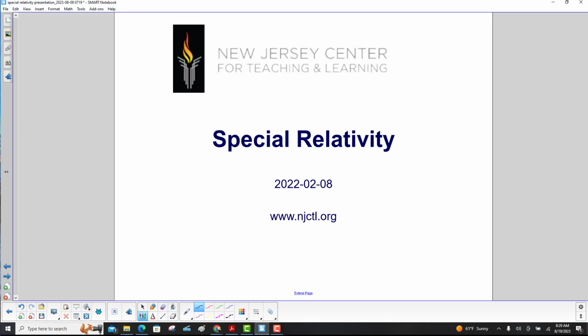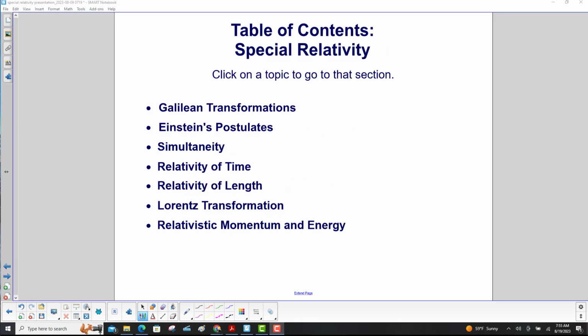Special relativity. Table of contents, special relativity. Starting with Galilean transformations, sort of a precursor to this whole topic, then Einstein's postulates, simultaneity, relativity of time, relativity of length, the Lorentz transformation, and finishing off with relativistic momentum and energy.